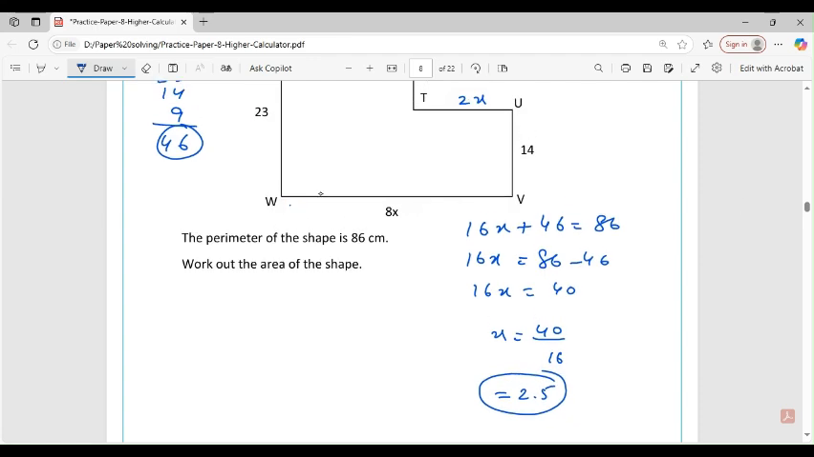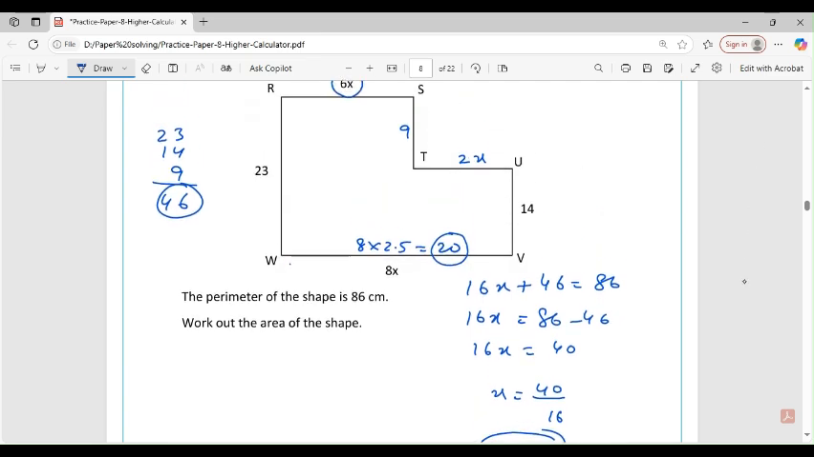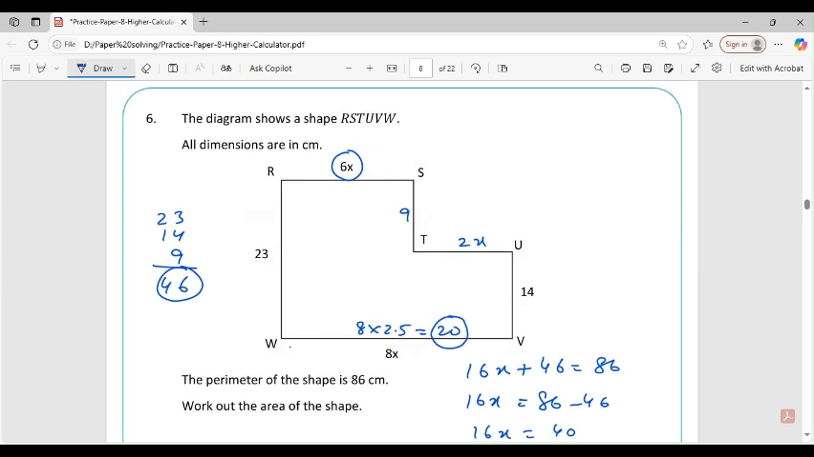That means 8 times 2.5 should give you 20. And now this unknown value, 2.5 times 2, that means 2.5 and 2.5, this should give you 5. So when this one is 20 and this one is 5, this has to be 15.